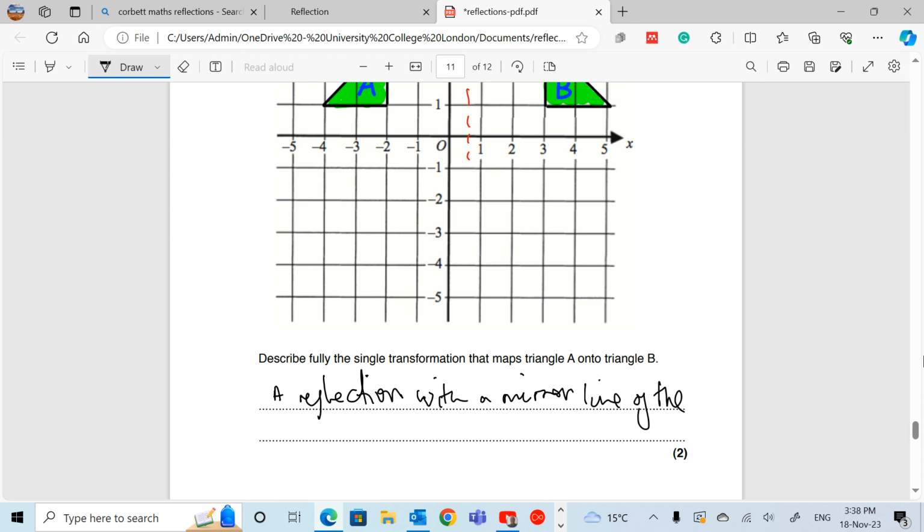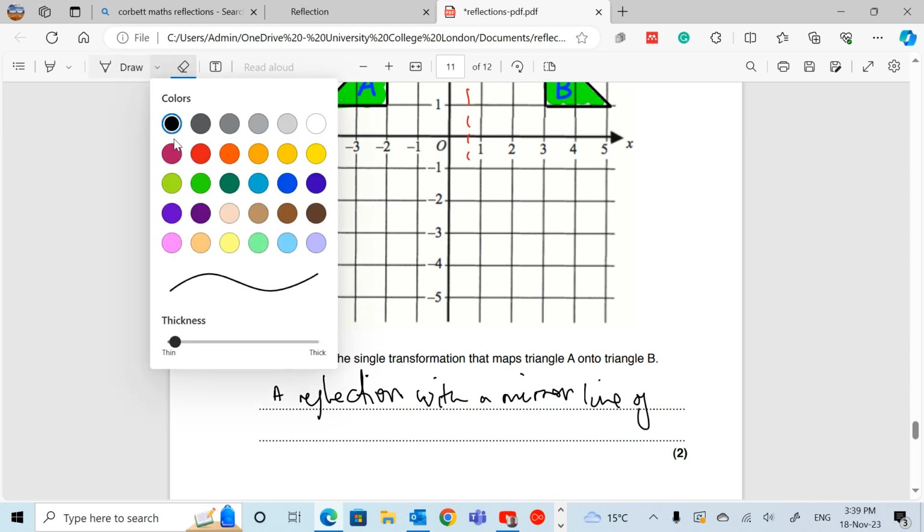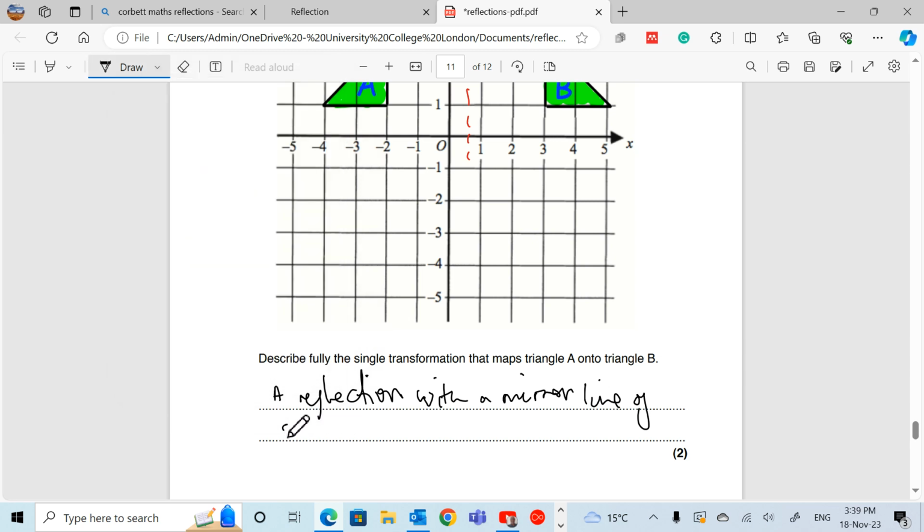So let's make sure we get it correct. My pen has stopped working. I don't know why. Okay, oh yeah, it's back again. Mirror line of x is equal to 0.5. And that's it, a reflection with a mirror line of x equals 0.5. And that's good to go for 2 marks.